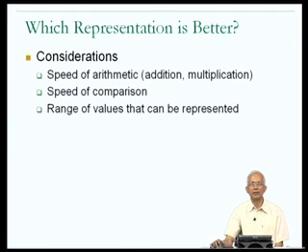Another factor that might come into play in deciding which representation is better than another is the range of values that can be represented. Okay, now just to give you a little bit of idea about this, if you think about the sign magnitude representation and ask yourself, what is the representation for the value 0? You will quickly realize that there are actually two representations for the value 0.